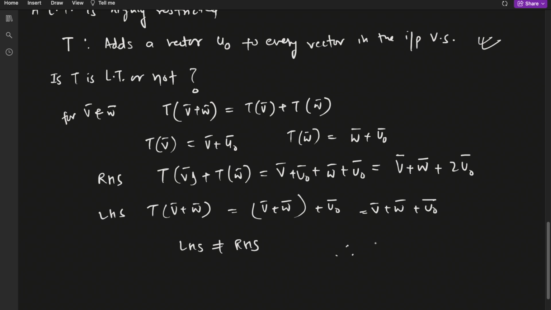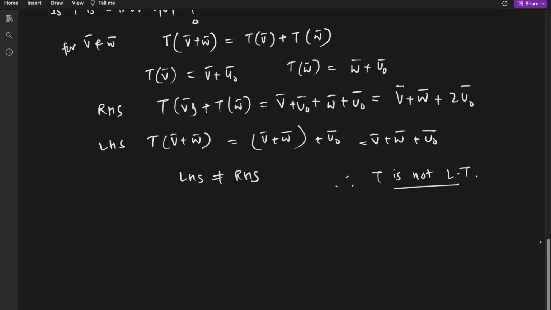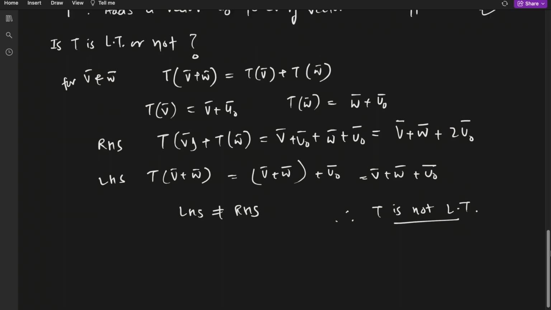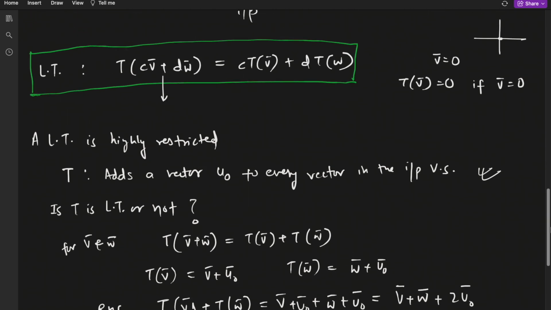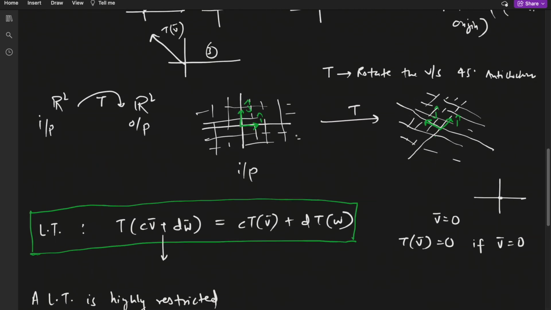So therefore T is not a linear transformation, right? T is not a linear transformation. But this is one way of doing it mathematically, and you can see it's tedious, right? Can we answer this question visually using these transformations, the visual aspect?